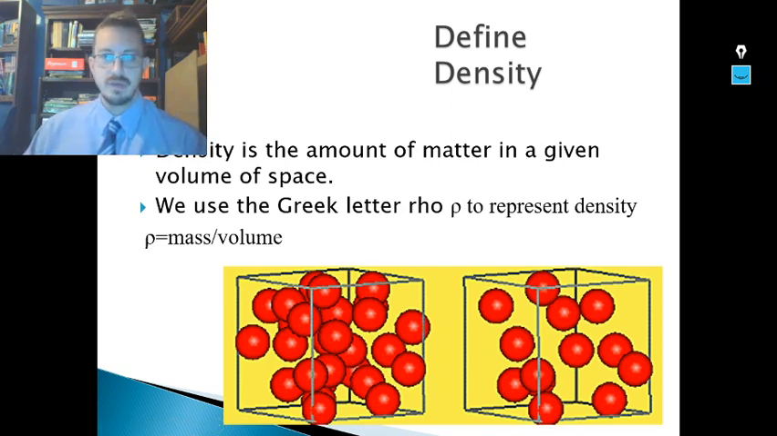All right, so again, density is the amount of matter in a given volume of space. We use the Greek letter rho to represent density. It looks kind of like a lowercase p. If there's more mass in a given unit volume, then that'd be a higher density, and this one here would be something with a lower density. So that's what density is.